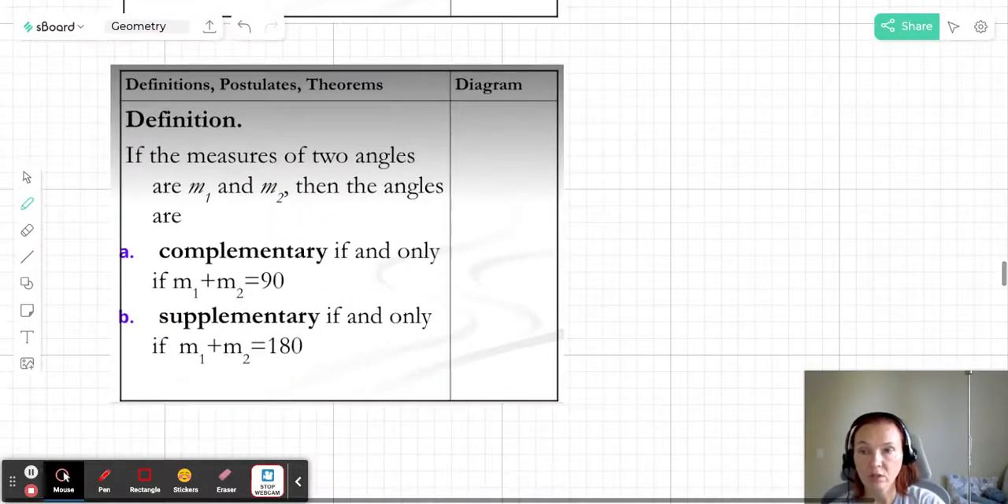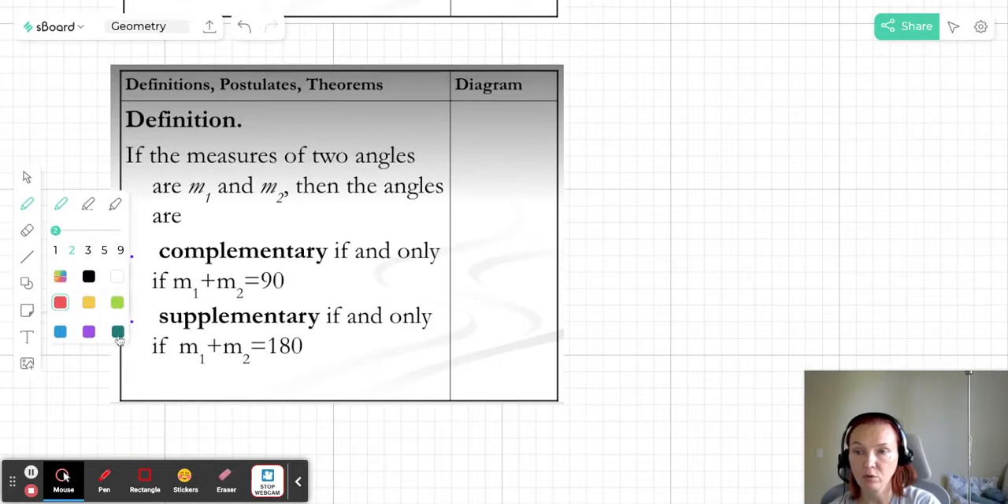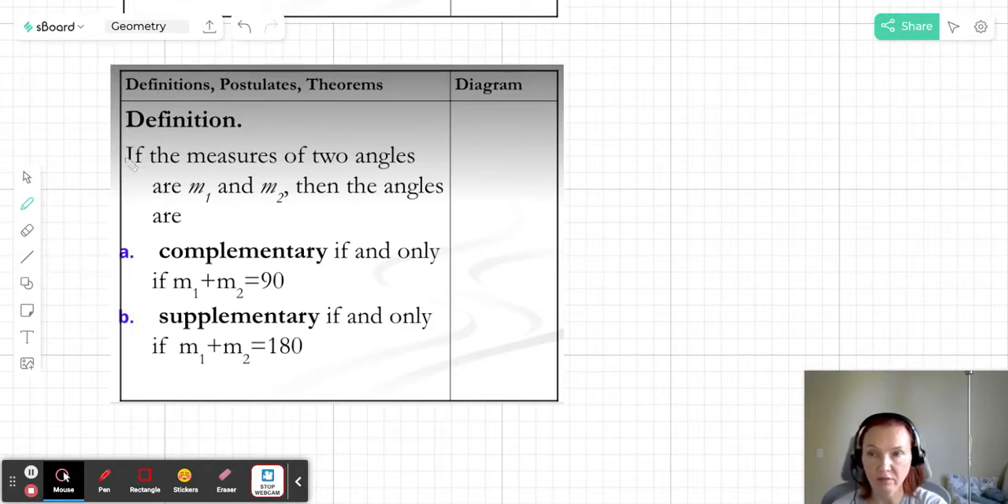Next definition is something new, something that you probably don't know, and another very important one to remember. Now we have two angles. The measures are M1 and M2. Then we would say that the angles are complementary if and only if your measures of angles add up to 90 degrees. So I have measure of angle M1 and M2. If I add them up, I'm going to get 90 degrees.